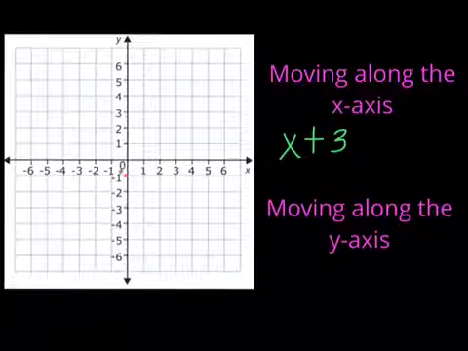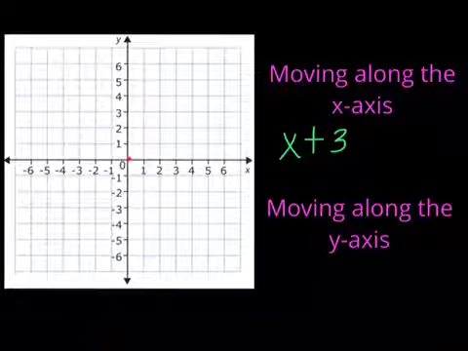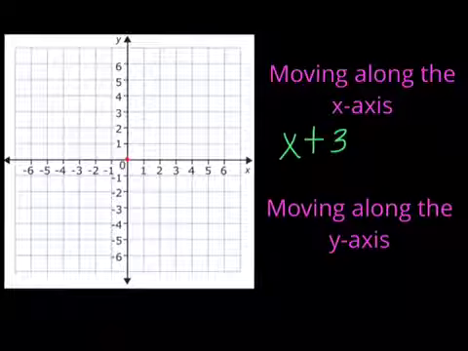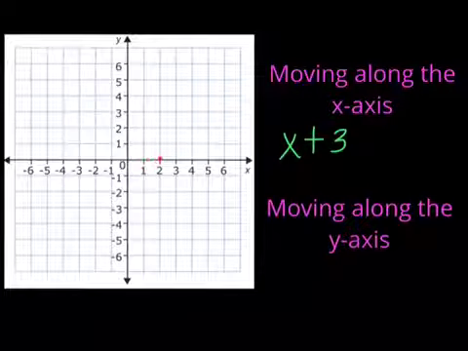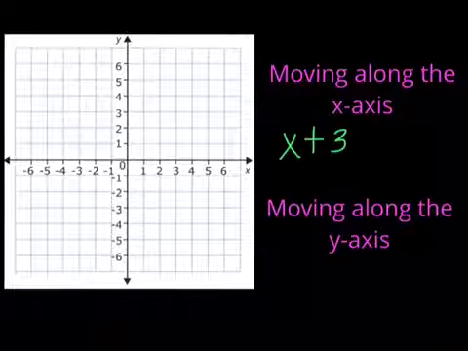Here's a basic problem. 0 plus 3 is what? 3, okay? So 0 plus 3 is 3, and it's positive 3. So I go over 1, 2, 3. So if I see x plus 3, I have to take my point wherever that is.